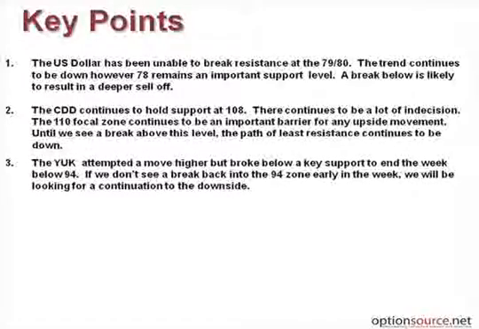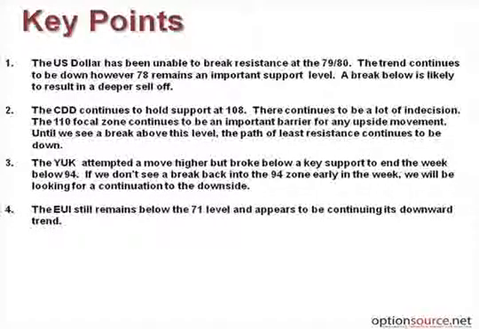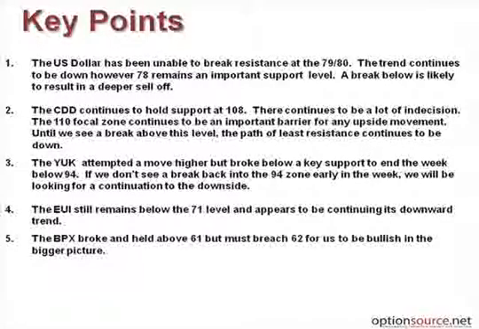The YUK attempted to move higher but broke below a key support to end the week below 94. If we don't see a break back into the 94 zone earlier on in the week, we'll be looking for a continuation to the downside. The EUI still remains below the 71 level and appears to be continuing its downside trend. The BPX broke and held above 61 but must breach 62 for us to be bullish in the bigger picture.